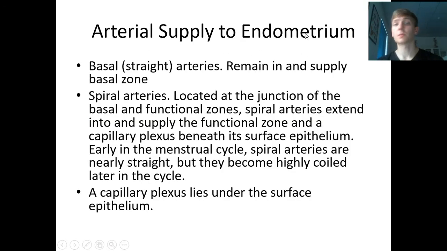Arterial supply of the endometrium has two main sources of nourishment. The basal straight arteries remain and supply the basal zone, because it's the stable portion, and then we have spiral arteries. Spiral arteries are those which depend on hormonal level. You remember we discussed it. Spiral arteries are very closely related to progesterone, so they are controlled by progesterone, and basal arteries depend on estrogen predominantly. Spiral arteries predominantly depend on progesterone, but actually depend on both.